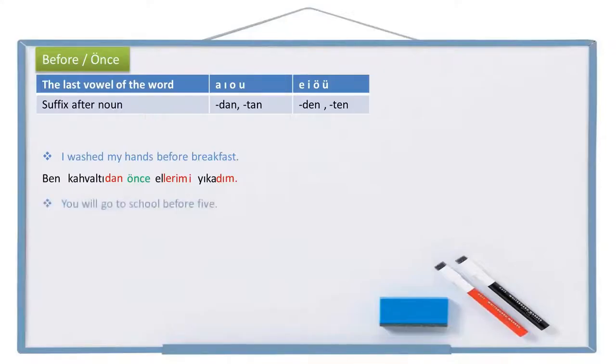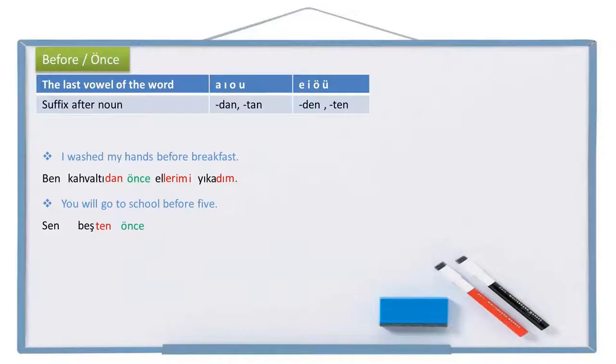Let's make another one. You will go to school before 5. Let's write the person pronoun you, sen. Now we are going to write before 5, but we need to change the places. So 5, before, önce. I need to compound them. I need the suffix here, ten. 5'ten önce. It is not dan, it is ten because of consonant alternation. So, 5'ten önce, before 5.